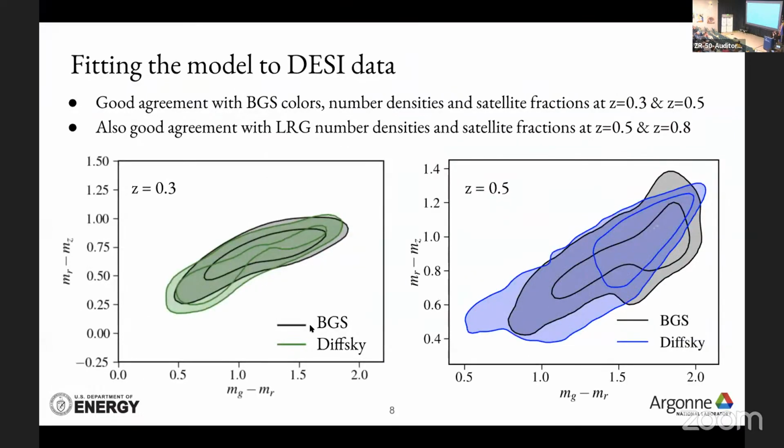I just want to illustrate briefly the current capabilities of our modeling pipeline to fit data from different surveys. So here I'm showing some fits to color distributions in the DESI BGS sample. On the left, it's BGS galaxies at redshift 0.3, and on the right at redshift 0.5. And our model are the green and blue contours. And I want to point out that although it's not shown, in addition to fitting to these color distributions, we're also fitting to number densities and satellite fractions in the BGS samples, as well as LRG number densities and satellite fractions at several different redshifts. So we already have this multi-tracer, multi-redshift capability.